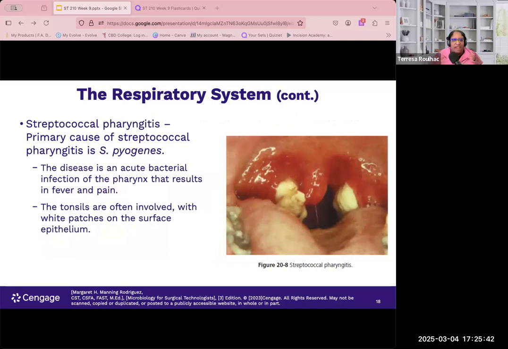We get into strep throat. Okay. Acute bacterial infection of the pharynx, leading to symptoms like fever and pain. Yes, your tonsils are often involved, and you're going to see, like in this image, visible white patches. The bacteria can unfortunately spread to the middle ear, causing otitis media, which is just, again, an ear infection. If untreated, it can lead to serious complications like rheumatic fever. Transmission occurs through direct contact, aerosolized droplets, or even saliva. Okay.